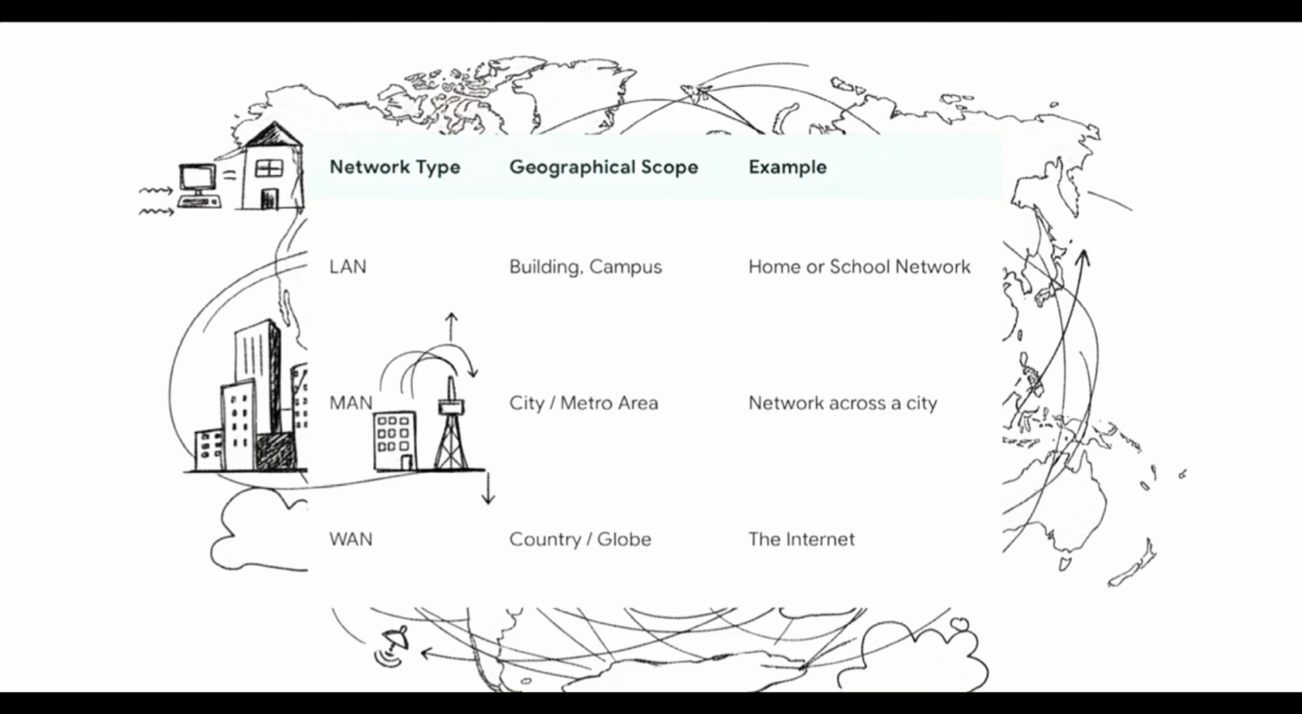It's a pretty simple hierarchy of scale, right? You start with the LAN in a single building, you connect them across a city to make a MAN, and then you connect those across the globe to create the WAN. Each layer just builds on top of the one before it.